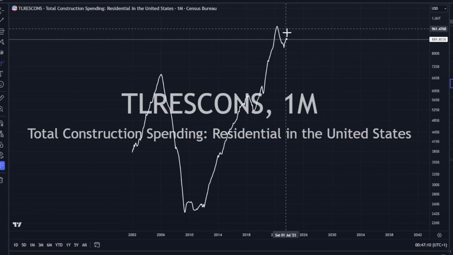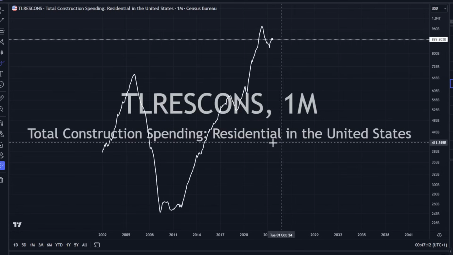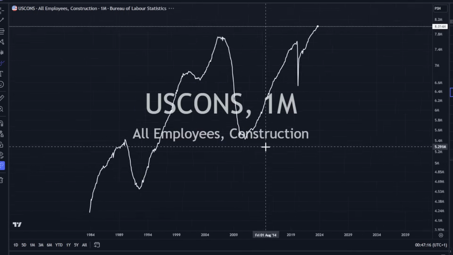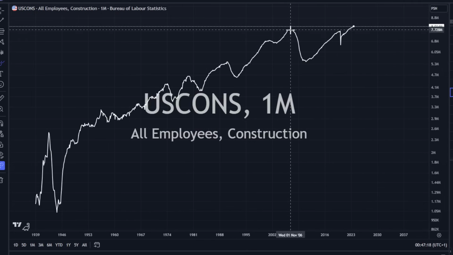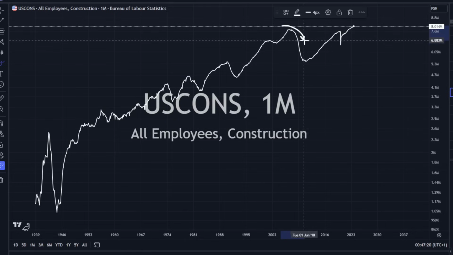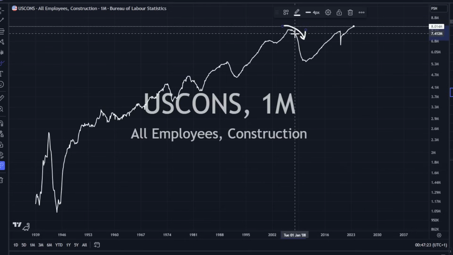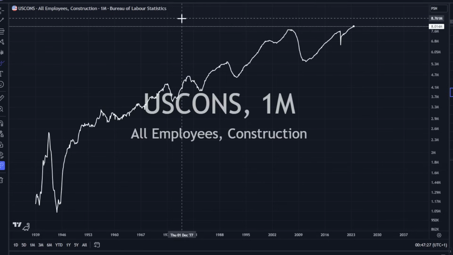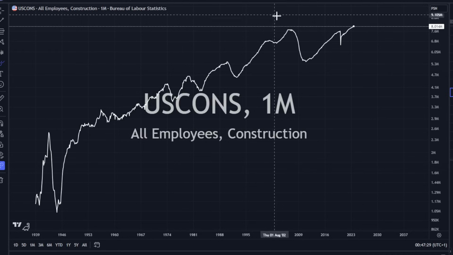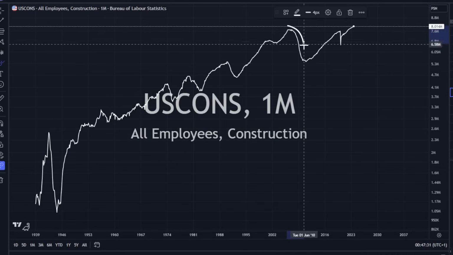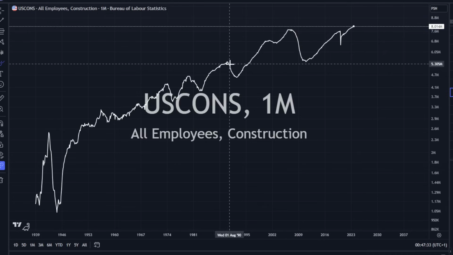So total construction spending is still going up in terms of total construction spending on residential. You look at U.S. construction in terms of all employees. This was your big move lower before the recession, which happened in 2007. Your yield curve inverted. It started to uninvert. People piled into bonds. And then we saw the all employees construction fall off a cliff.